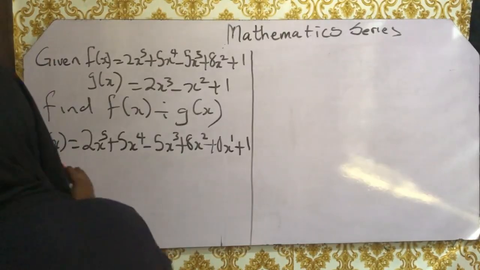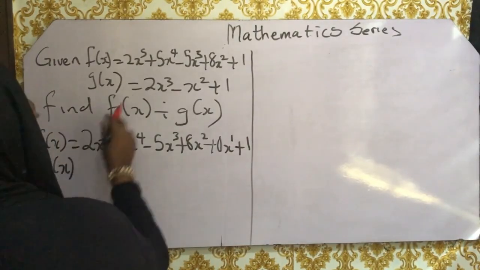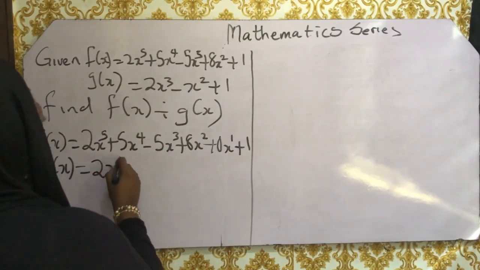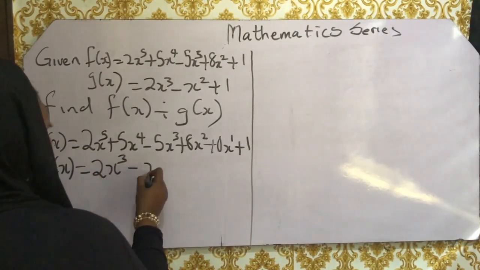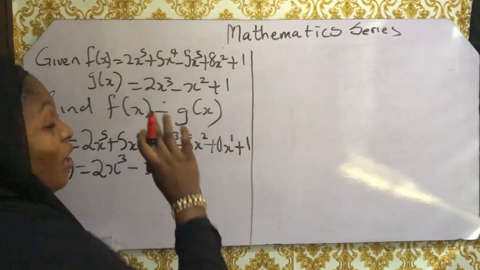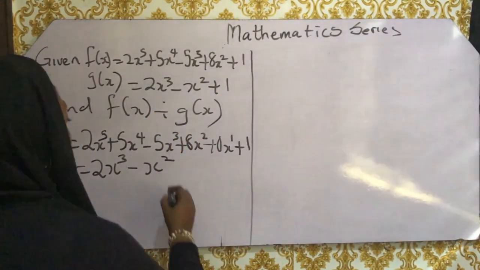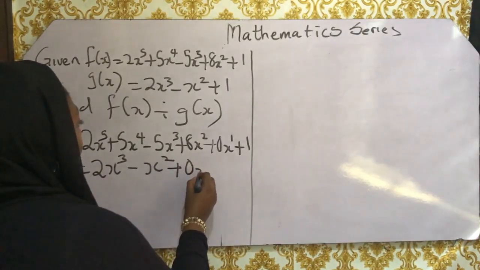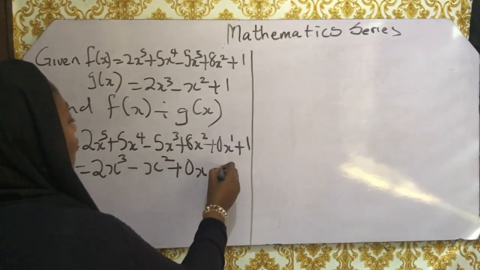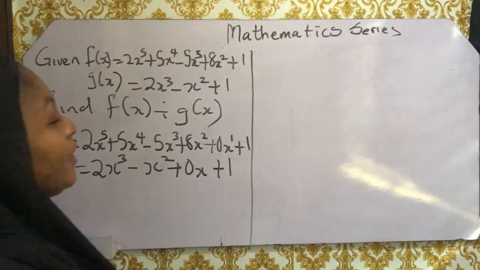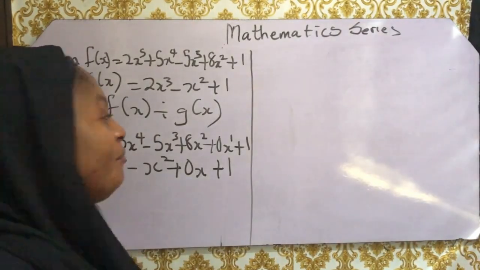Likewise, we do the same for g as a function of x. We have g as a function of x is equal to 2x to the power of 3 minus x to the power of 2. We don't have x to the power of 1 too, so we introduce 0x here. Then we have plus 1. Okay, now we go to our long division method.